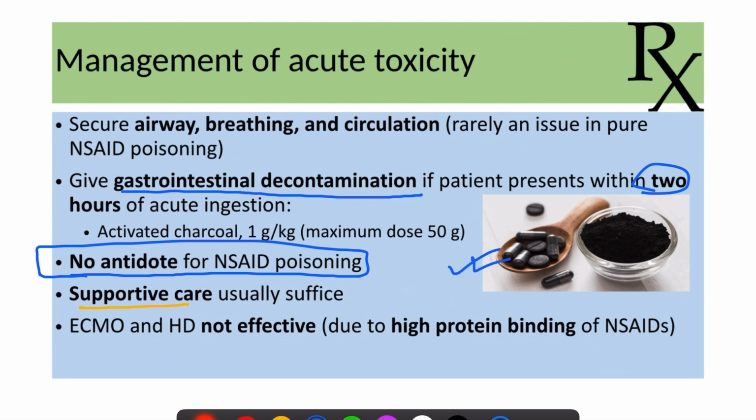Similarly, airway, breathing, and circulation management and other supportive care are very important. And one important thing to note is that ECMO or hemodialysis is not effective in NSAID toxicity because of the high protein binding of the NSAIDs. So the treatment is mostly supportive.